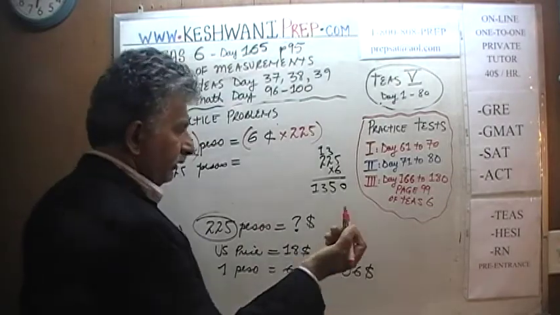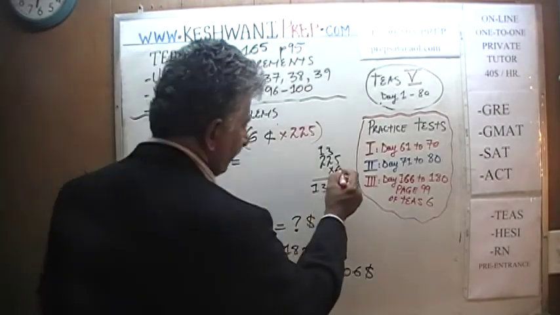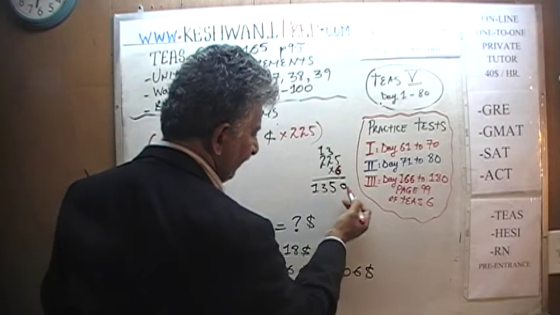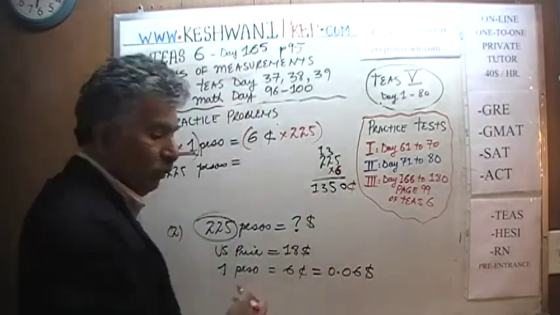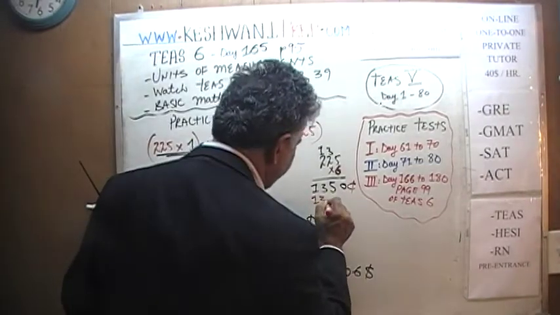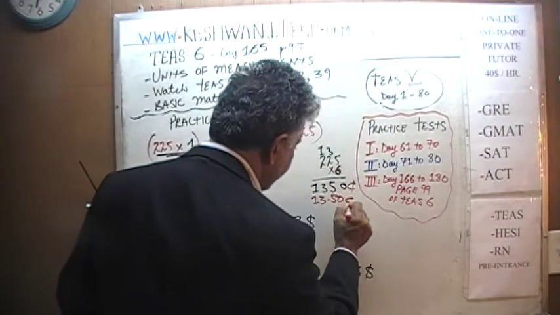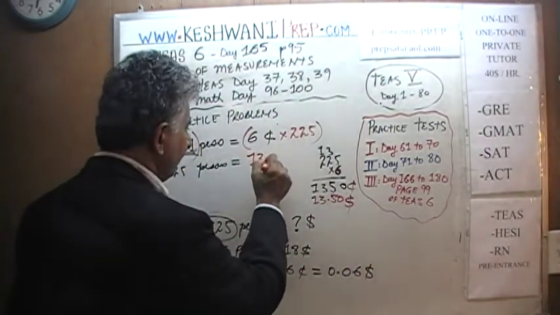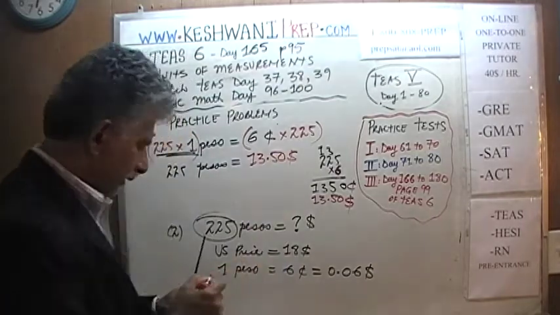Now we can move the decimal. This 6 was actually 6 cents. This is all in cents. 1,350 cents. So in dollars, it's just going to be $13.50. So this turns out to be $13.50.